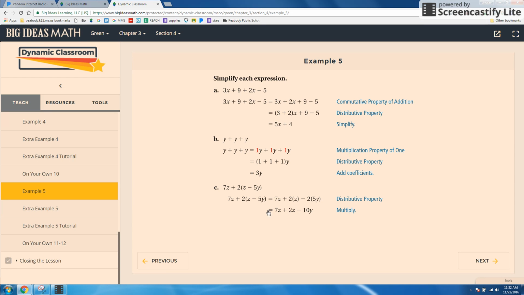Then they're just bringing the 7z in front of it. Now you have these 2 coefficients that you can add because they have the same variable. So you're going to get 9z minus 10y.